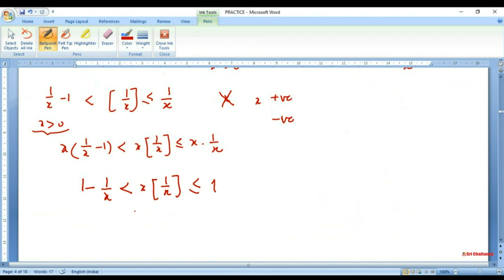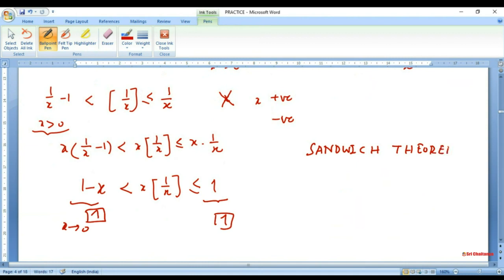Now, when you do this kind of thing, then you see what will happen. This is 1 minus not 1 by x, so let me just change this. This is 1 minus x. I'm sorry about that. This is 1 minus x. Now, these are two expressions. When x tends to 0, this is anyway 1, and this also is 1. The left side is also 1. So there is a useful principle called the sandwich theorem, or the other name is the squeeze play theorem.